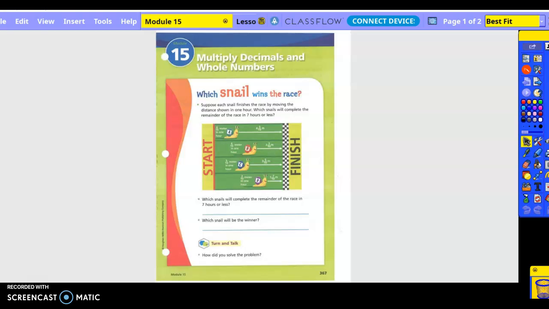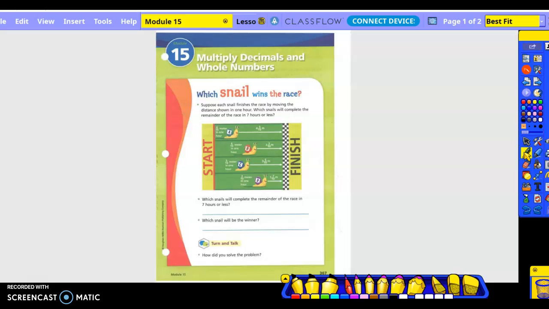So 5/10 is what? Half. So, right? And they still need to go 3 and 5/10, right? So they still need to go 3 1/2. And then this would be half. So how many times would that take? Times 7, right? Yeah. So would they make it? Yep, because it's 7 hours or less. Okay. How much is this?